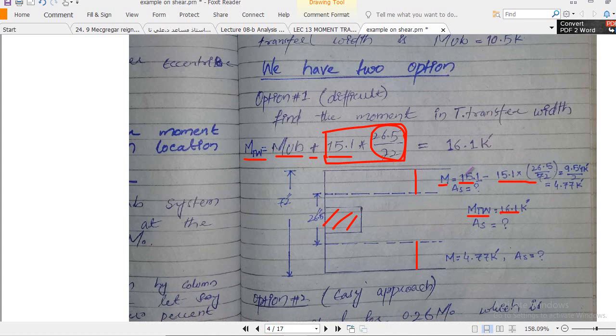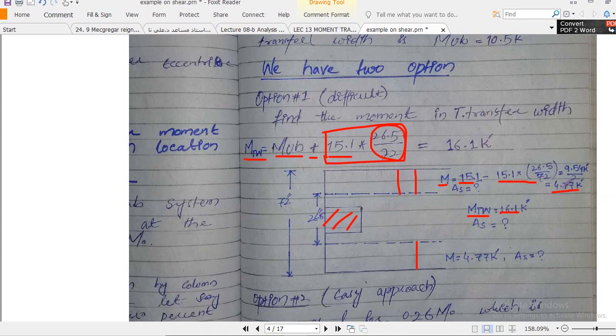So that's why we are subtracting this moment from the total moment, and the moment which we got here, 9.54, will be divided by 2 because we have this zone and this zone, so 4.77. Now this is the moment which basically acts in this portion, and you have to design the steel area for this moment right now.